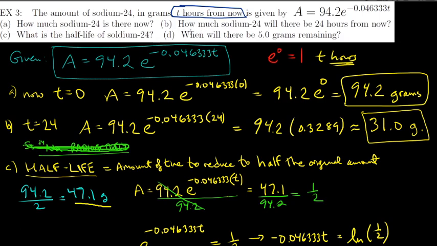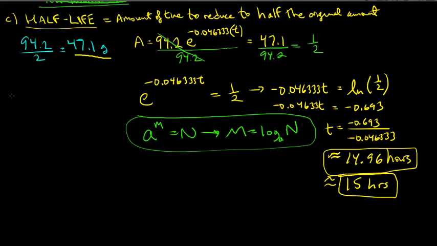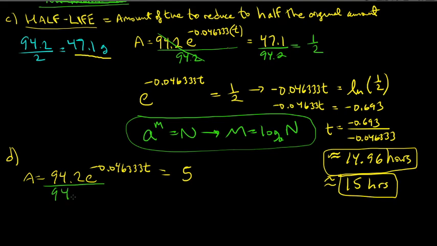And finally, when will there be 5 grams remaining? So for 5 grams, the amount is still 94.2 e to the negative 0.046333, not 0.004633, times t. When will there be 5 grams? So just let that equal 5. And you do the same thing. Divide by 94.2.